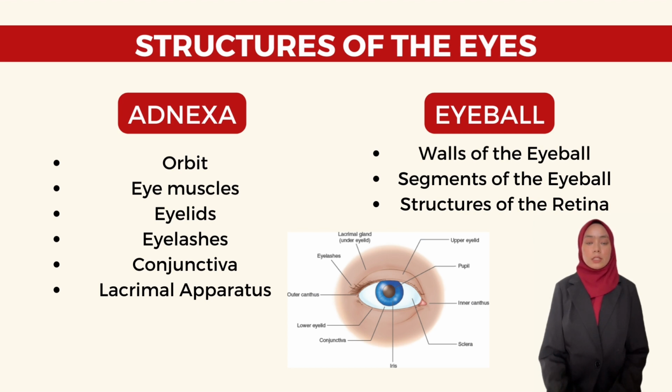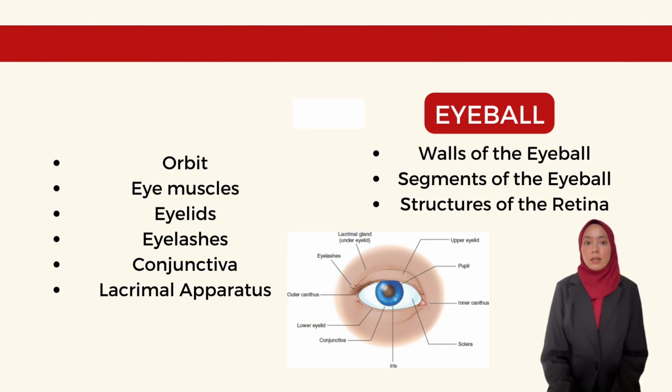Now we move to the structure of the eyes. The structure of the eyes is divided into two parts, which are anexa and eyeballs. Anexa is the structure outside the eyeball. Anexa means the accessory or adjoining anatomical parts of an organ. This part includes the orbit, eye muscle, eyelid, eyelashes, conjunctiva, and lacrimal apparatus. Meanwhile, the other part is the eyeball, which includes the wall of the eyeball, segment of the eyeball, and the structure of the retina.